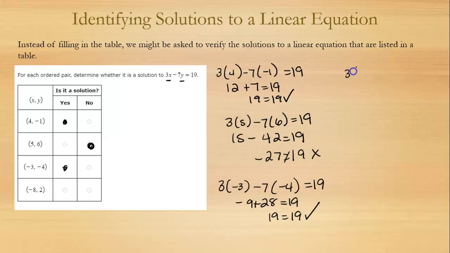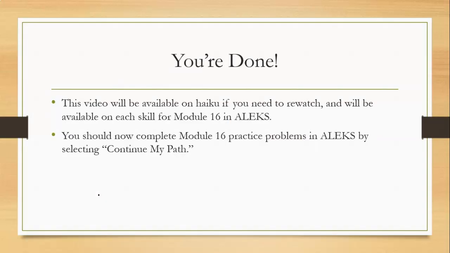And for the last one, 3 times negative 8 minus 7 times 2, we want to see if that equals 19. 3 times negative 8 is negative 24. Negative 7 times 2 is negative 14. Negative 24 minus 14 is negative 38, and that does not equal 19, so you should have said no on that one. And you're done.